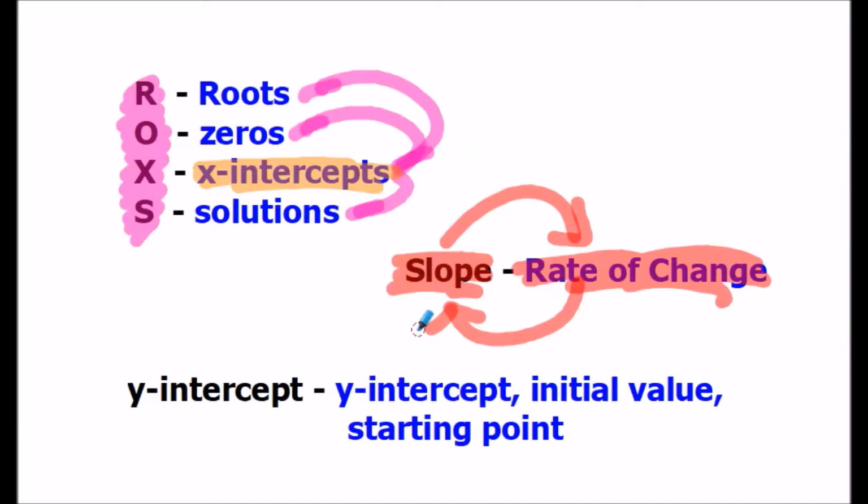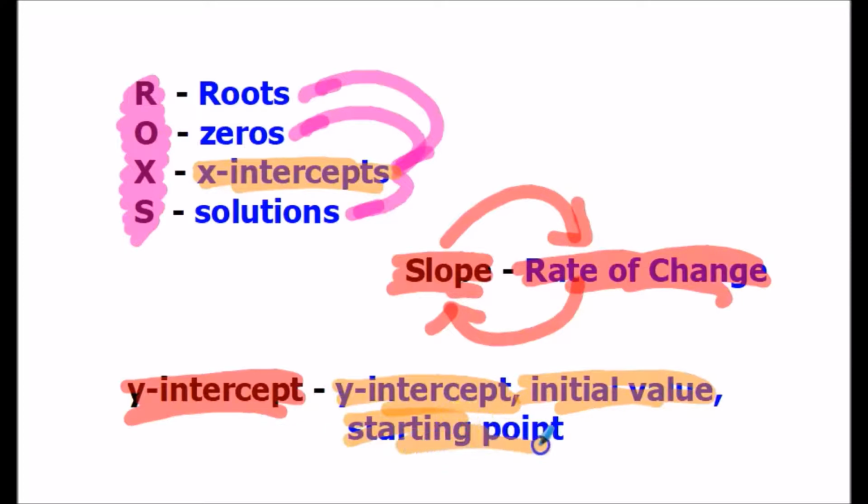All right. And then, of course, the easiest one I think is the y-intercept, because the y-intercept is practically where that line touches the y-axis. It may say initial value, which means the same thing. It may say the starting point, which means the same thing. So we've got our kind of round robin. All these things mean the same thing. All these things mean the same thing. And all these same things mean the same thing.